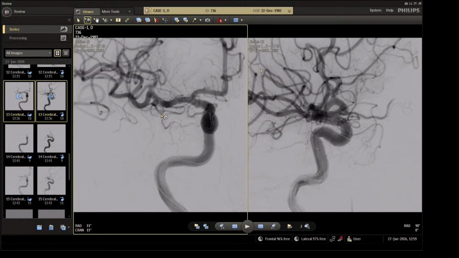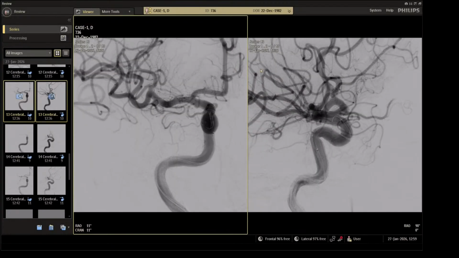A little bit liquid embolic, huh? Rowan, could we inject some liquid embolic?